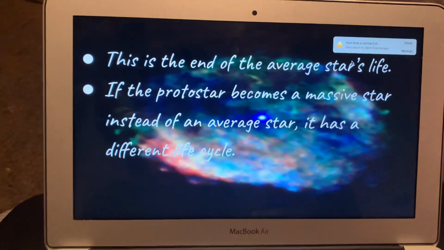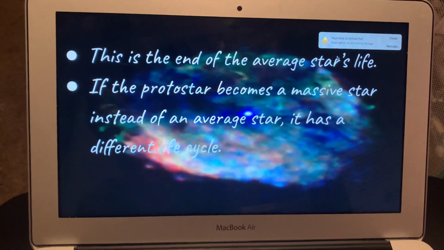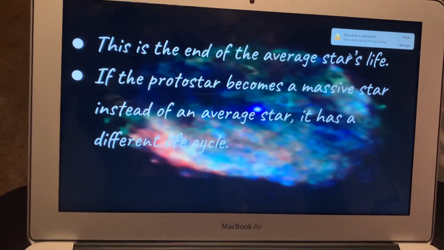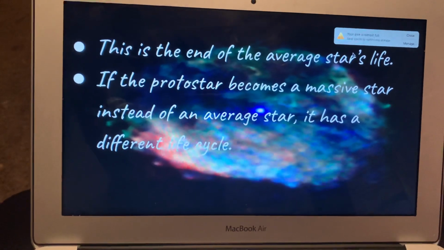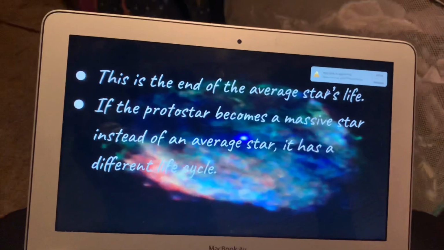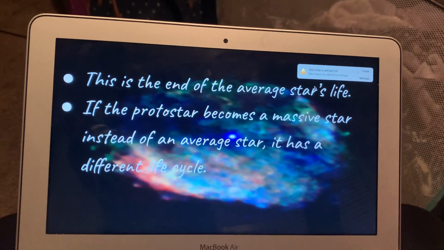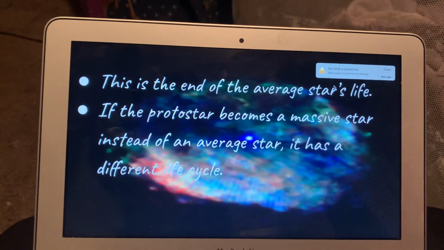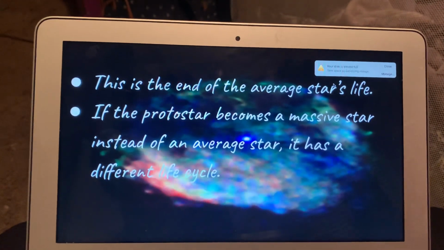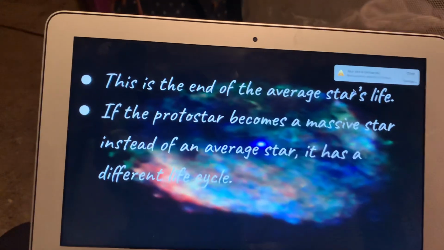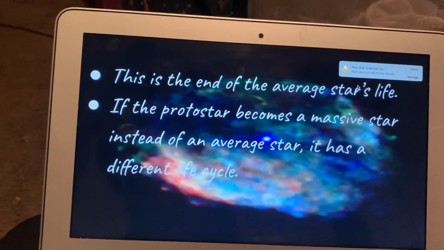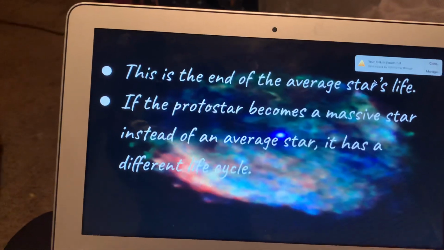Okay, this is the end of the average star's life. Now, basically, if the protostar becomes a massive star instead of an average star, it has a different life cycle. Meaning the star starts off as a nebula, but like I said, if it takes the route of an average star, what I just showed you is the process. But if it becomes a massive star, there's a totally different process, which I'm going to explain.